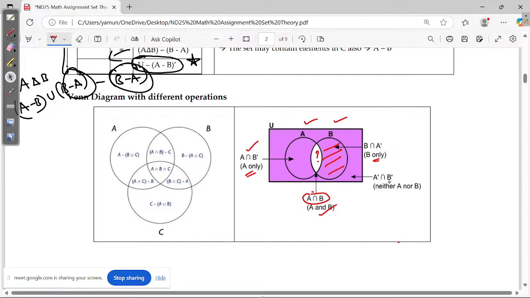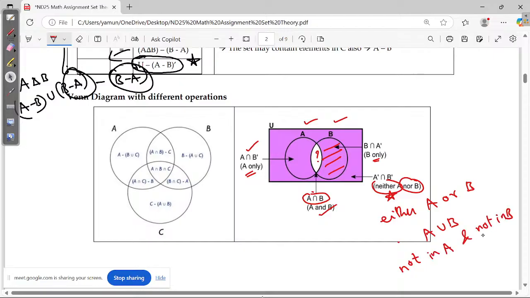Okay. And please try to recall this one, neither A nor B, which is just the opposite of either A or B. When I say either A or B, it is about A union B. When I talk about neither A nor B, it's not in A and also not in B. Not in A means A dash, and it means intersection. Not in B means B dash.